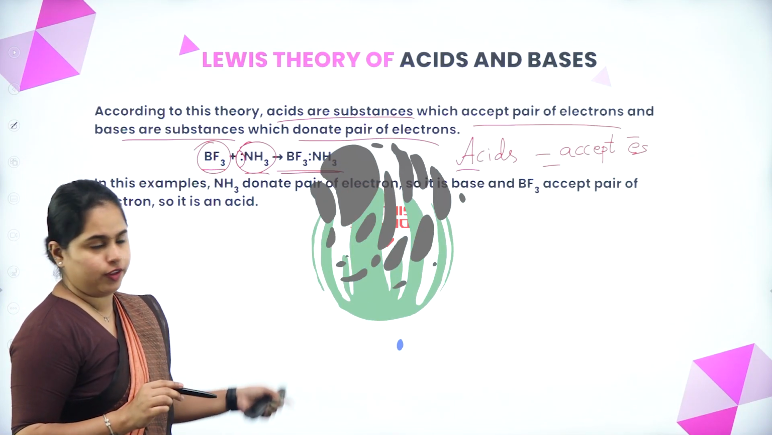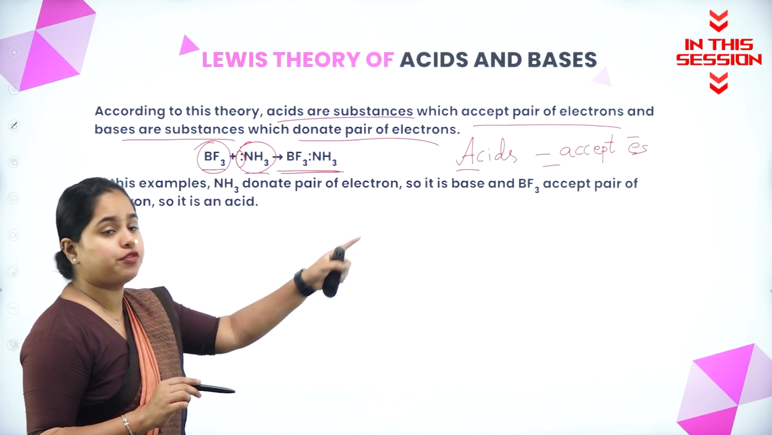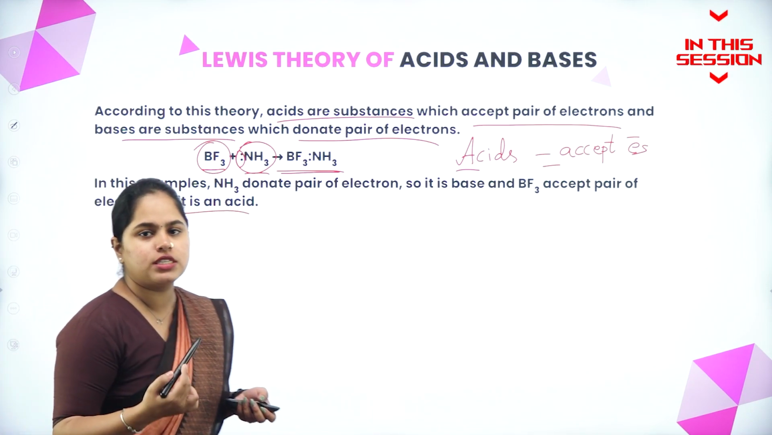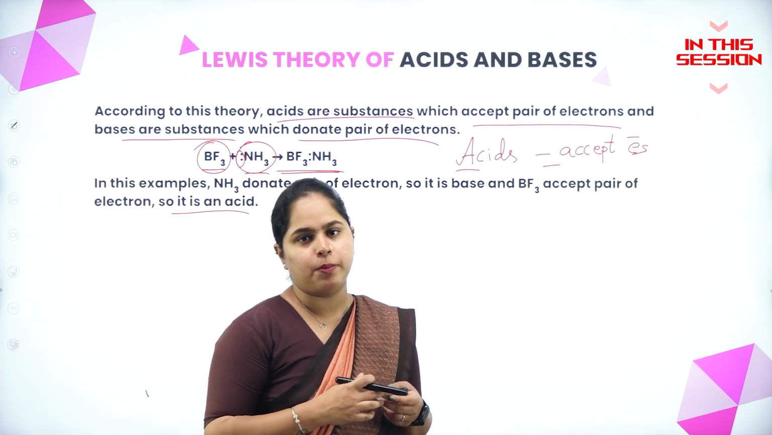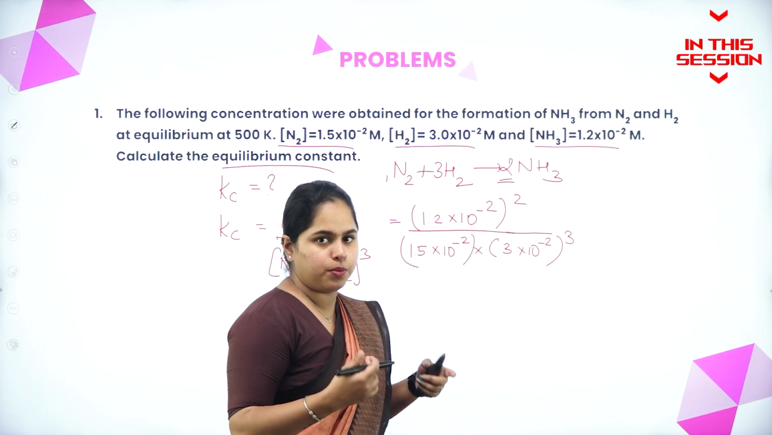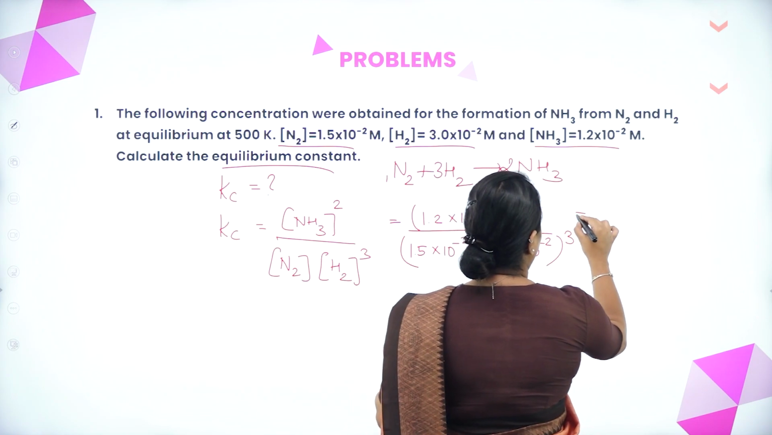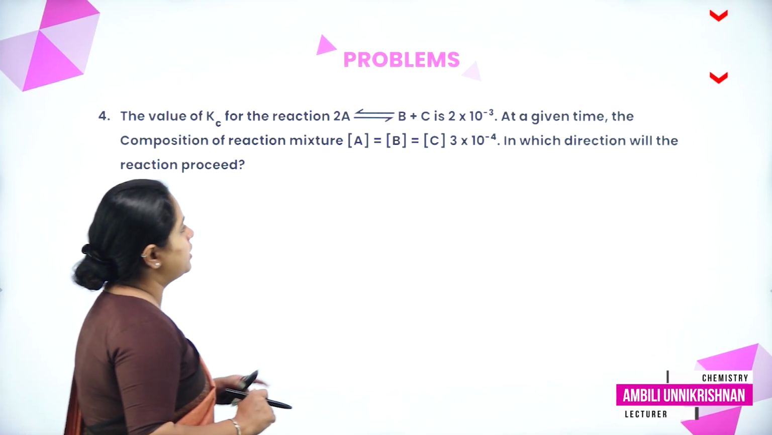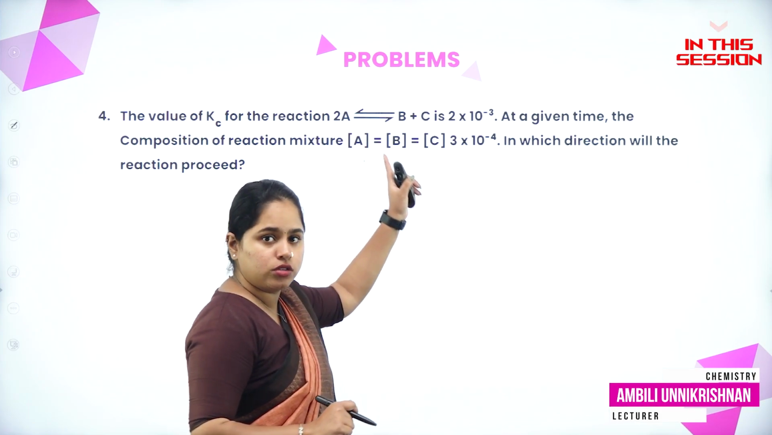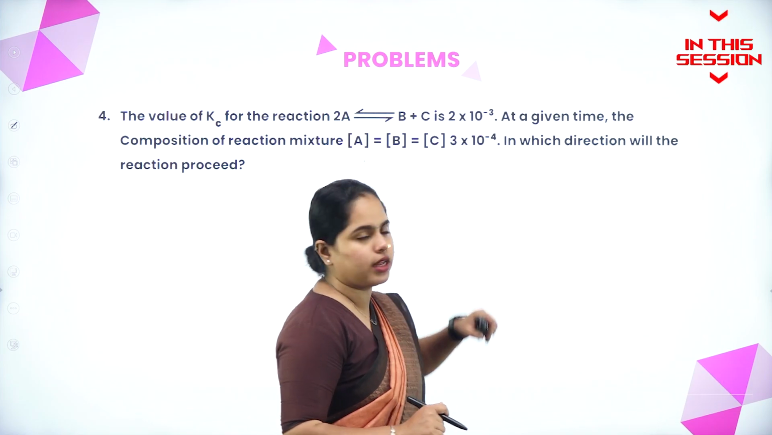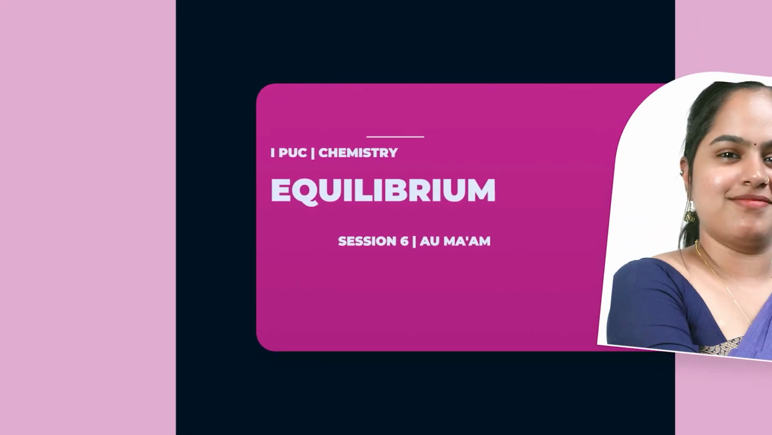NH3 donate pair of electron, so it is base, and BF3 will accept that pair of electron, so it is an acid. So this is Lewis theory of acids and bases. If we take the square of it, 1.2 into 1.2, that is 1.2 square, it will be 1.44. The composition of the reaction mixture, that is the concentration of A and concentration of B as well as concentration of C, is equal to 3 into 10 to the power minus 4.